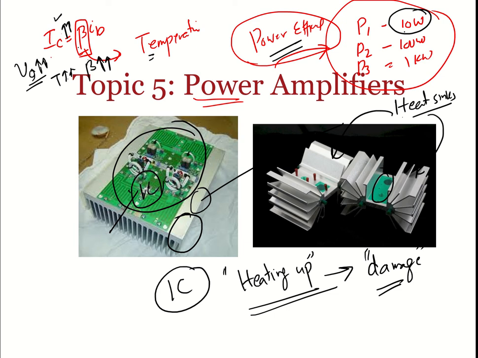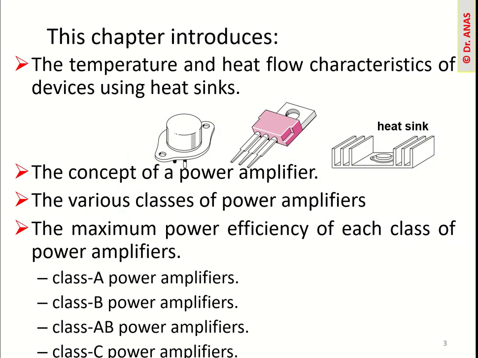So the first topic which we are going to learn in this chapter is about the heat sink, and then we will move to the different kind of power amplifiers. So as I told you earlier, this is a typical IC. Okay, this is for example a BJT. Okay, it has 3 pins, collector, base, emitter, and this is a heat sink. This is the one example.